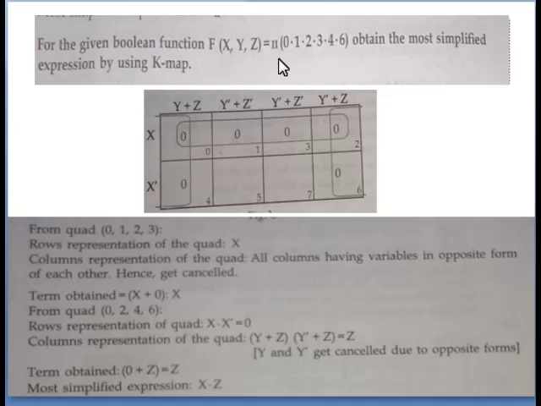So see the cells. Since it is a product of sum, we give importance to 0. So in the 0th cell we put 0, then 1, then 2, 3, 4 and 6. These cells are occupied with zeros.